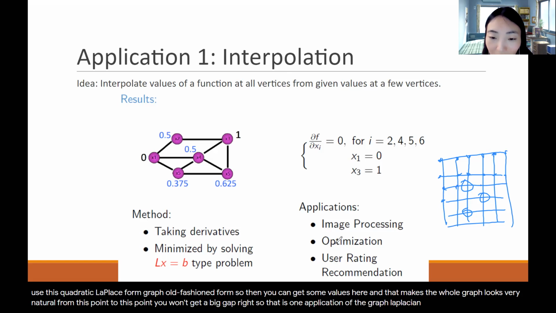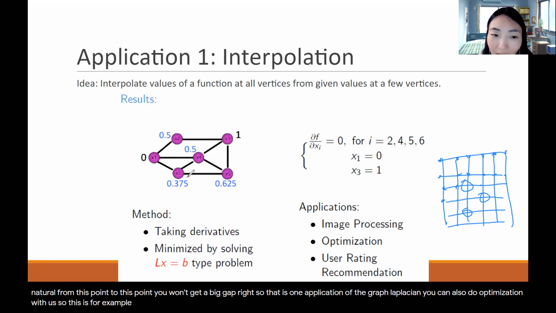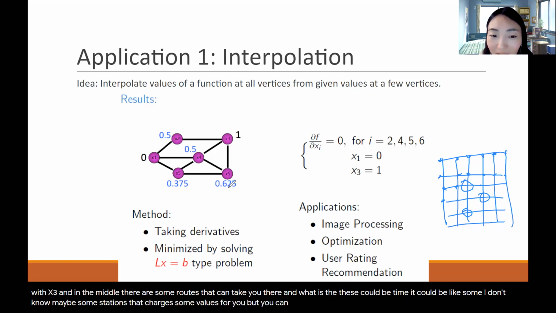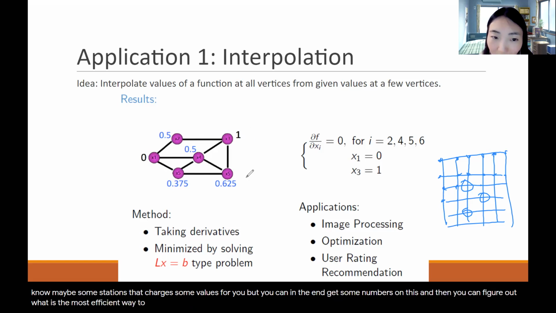You can also do optimization with this. So this is, for example, you are having a traffic flow, right? For example, this is a map, and then you have 2 points that you wanted to maybe start with X1 and then end with X3. And in the middle, there are some routes that can take you there. And these could be time, it could be, I don't know, maybe some stations that charge some values for you, but you can in the end get some numbers on this, and then you can figure out what is the most efficient way to get from the start to the end. So you can also use that.